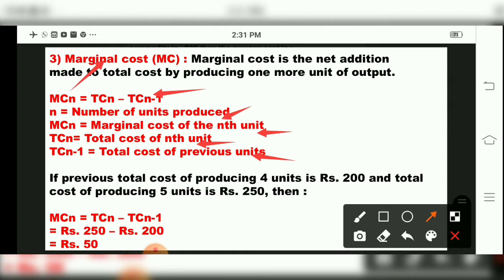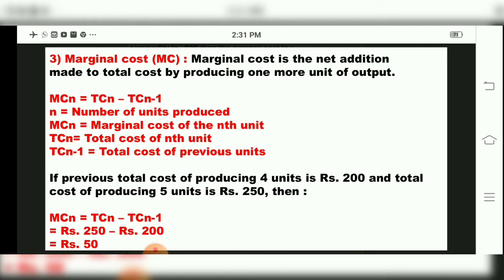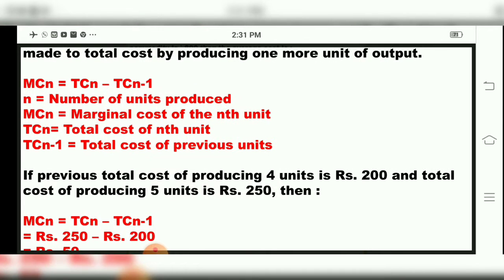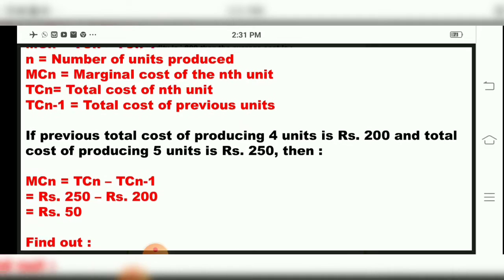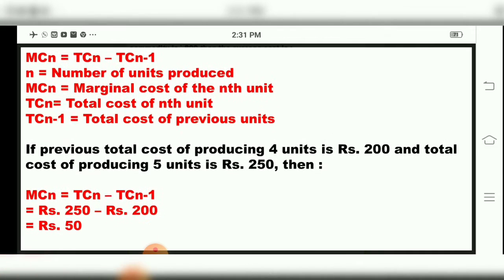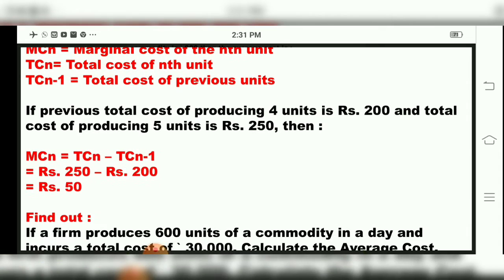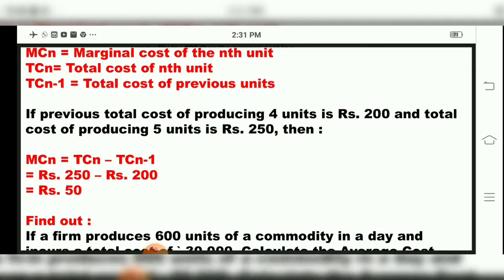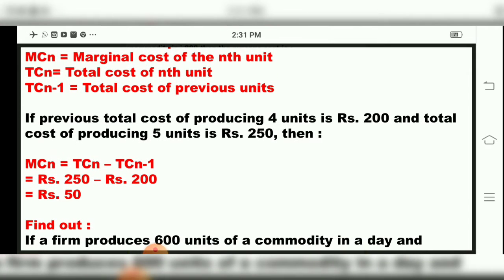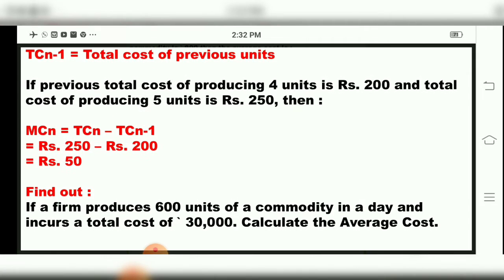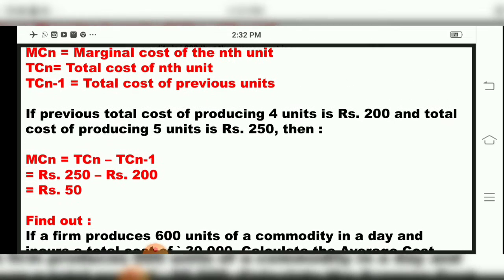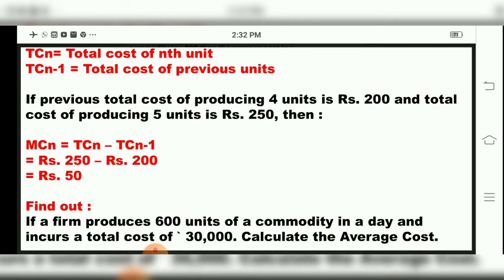So marginal cost means what? Net addition made to the total cost by producing one more unit of output. So MCn is equal to TCn minus TCn minus 1. n is equal to number of units produced. MCn is equal to marginal cost of the nth unit. TCn is equal to total cost of nth unit. TCn minus 1 means total cost of previous units.